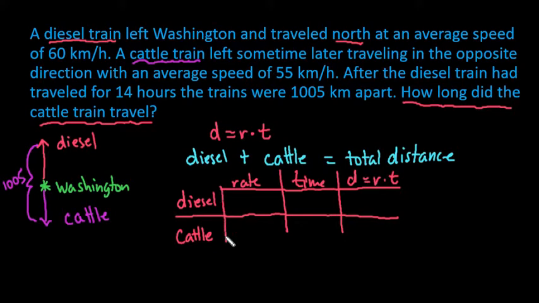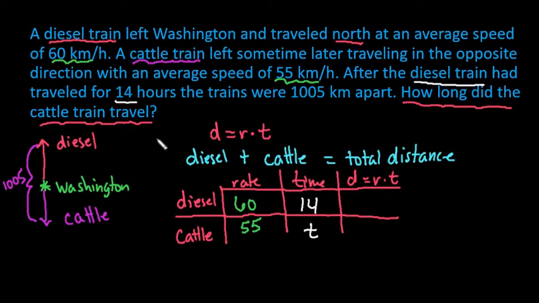The diesel train is traveling at 60 kilometers per hour, and the cattle train is traveling at 55 kilometers per hour. Our time depends on which train we're talking about because they're traveling for different times. The diesel train's time was 14 hours, and the cattle train's time is unknown. So that's going to be our variable, the one that we don't know.